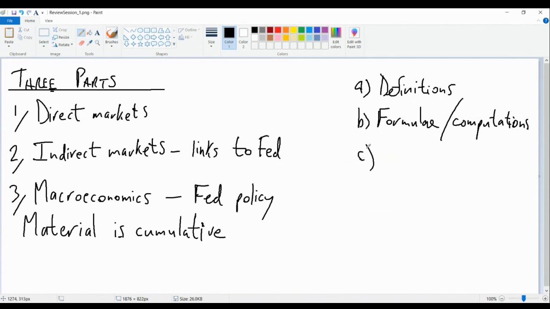And the third thing we did whenever we came up with any topic was we came up with some kind of theory, which was usually something to do with demand and supply. In the first part, we were thinking about the factors that might be involved in the determination of various asset prices.